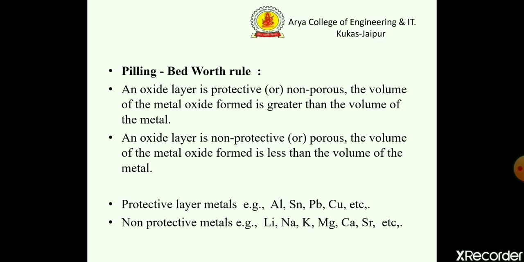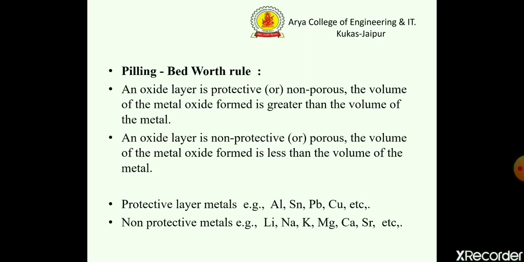Pilling-Bedworth rule. According to this rule, if the oxide layer is protective or non-porous, the volume of the metal oxide formed is greater than the volume of the metal. And the second case is, if the oxide layer is non-protective or porous, the volume of the metal oxide formed is less than the volume of the metal.